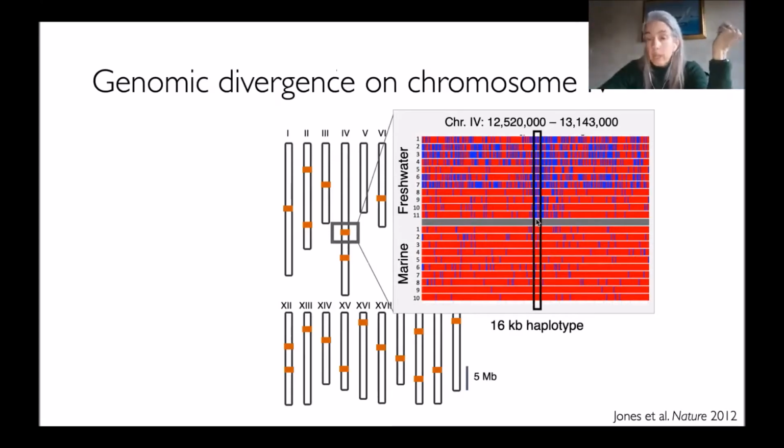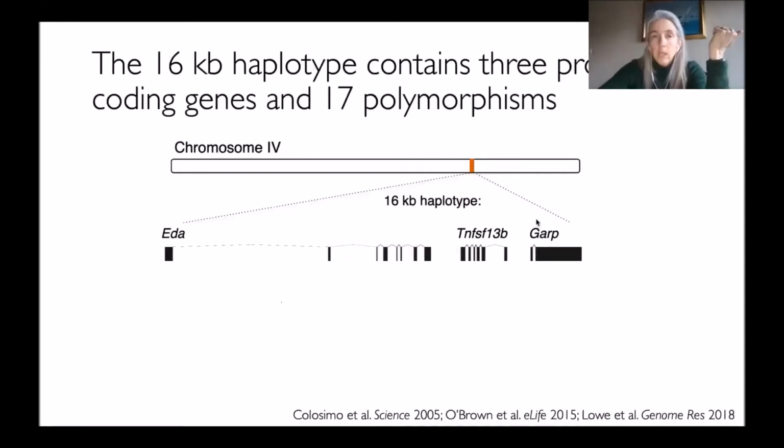So what's in this haplotype? It has 3 genes. This gene called ectodysplasin, or EDA, is a secreted signaling molecule involved in the formation of ectodermally derived tissues like scales in fish. Sticklebacks don't have scales, they have those plates. It's also involved in the formation of feathers in birds and hair, teeth, and sweat glands in mammals. These other 2 genes we know less about, but TNFSF13B is thought to be involved in B cell function, and this gene GARP is also thought to be involved in immune function. So there are 3 genes.